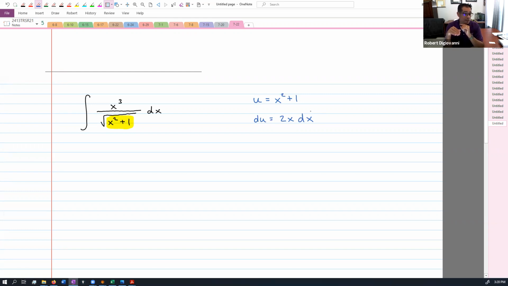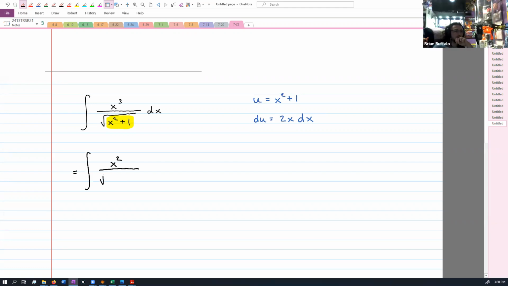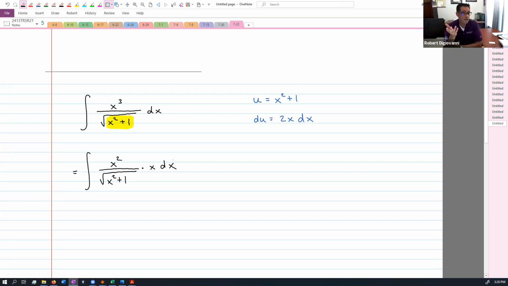And we don't have a 2x dx. We have an x cubed. So Brian, don't get mad at me, but do you agree I could rewrite this problem this way? To the negative or times x. Yeah. I can do that, right? Algebraically, there's nothing wrong with that. That's the same problem, right?